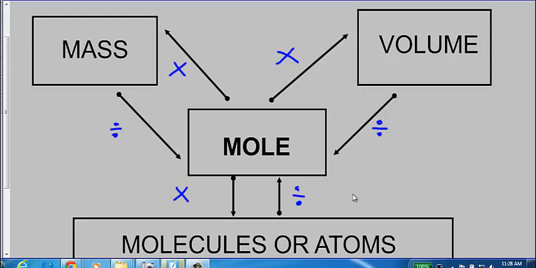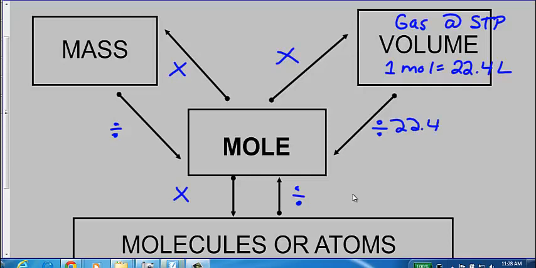So if it's the mole and volume, since 1 mole equals 22.4 liters, now remember the volume is of a gas, so you have to have a gas, and that gas is at STP, okay? So when you're going between moles and volume, the magic number is 22.4. Given volume, you're going toward moles, you'll divide by 22.4. Given moles, going from moles, you'll multiply by 22.4, okay?